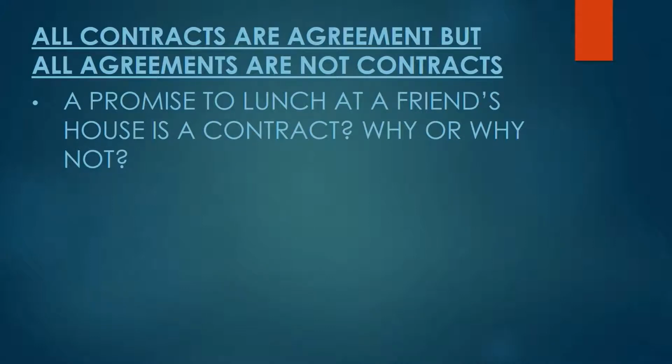Do you think if a person promises to have lunch at a friend's place but breaks his promise and does not go for lunch, will he be sued by his friend in the court? No, right? This is why intention to create legal relations is presumed to be absent in social or domestic agreements, right? Because social agreements are made out of love, affection, or the relationship you have with a person. You do not intend to take that person to the court, right?